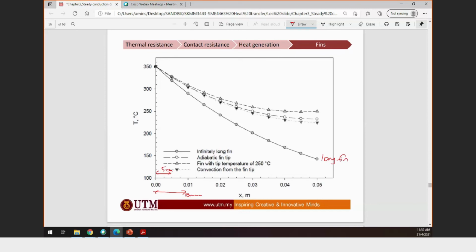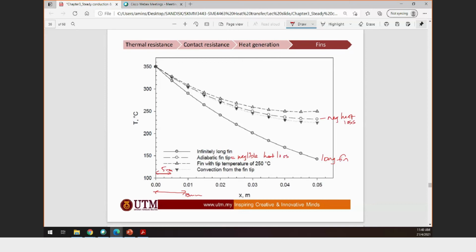Okay, second one, adiabatic fin tip, which also means negligible heat loss. Because when the heat loss at the fin tip is negligible, you say it is adiabatic. Okay, so this is negligible heat loss, condition number 2.